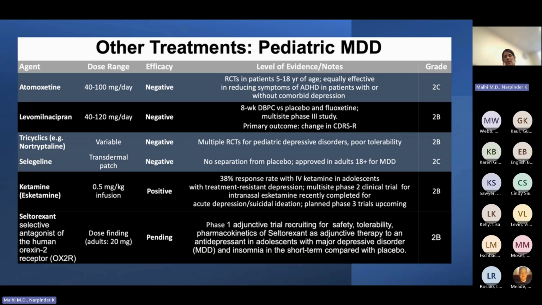And ketamine, we know that esketamine is being studied, and IV ketamine as well. Some of the results are coming out, but they have not been FDA approved. And there is also a new pending trial of seltorexant, an orexin 2 antagonist, but that is being studied in adults, not so much in children at this point. So these are some of the novel medications being utilized in the adult population, but not so often in the pediatric population. But you really need to know that these are the medications on the shelf, and consider whether they would be an option for pediatric patients or not.